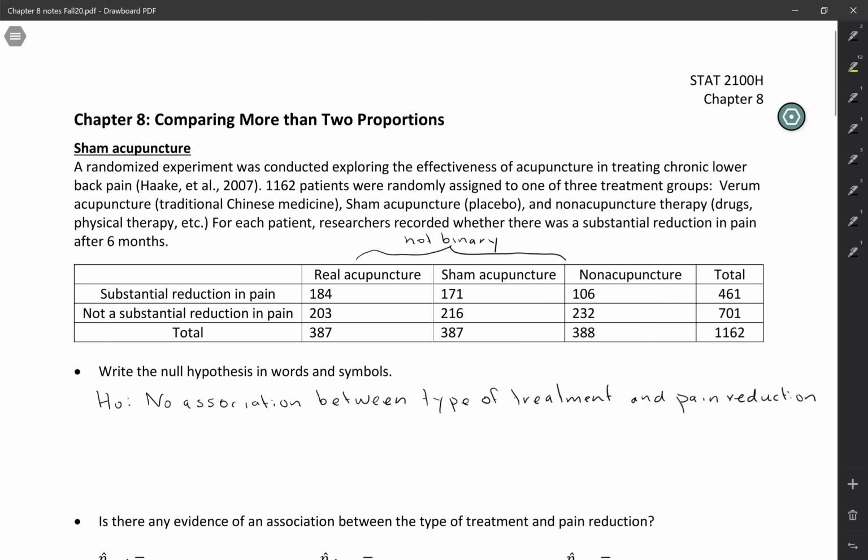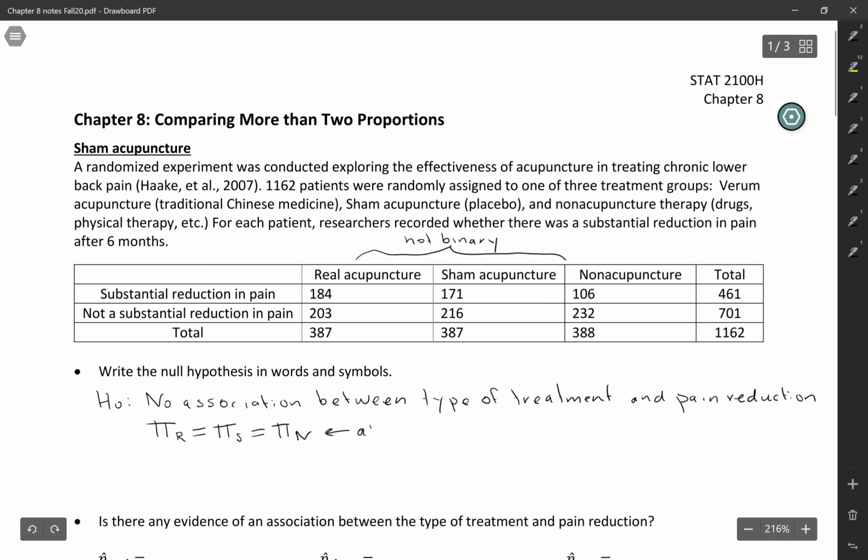We can also write this in symbols, and because this is categorical data, we're going to use pi for our symbol, but we're actually going to need 1 for each group, right? We're comparing 3 proportions here. So we have the proportion who improved with the real treatment, and we want to know whether that's equal to the proportion who improved with the sham treatment and the proportion who improved with the non-treatment. So we're just setting all of them equal to each other.